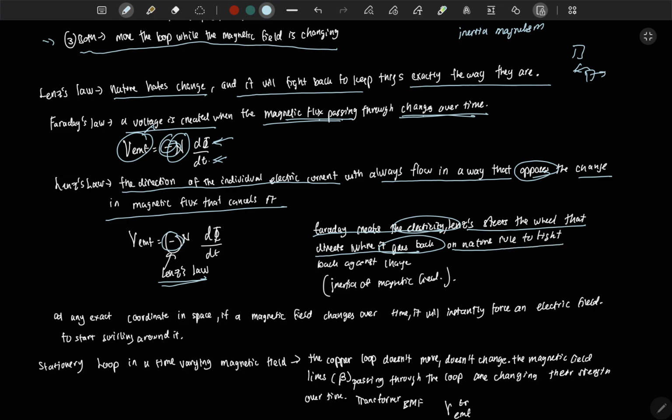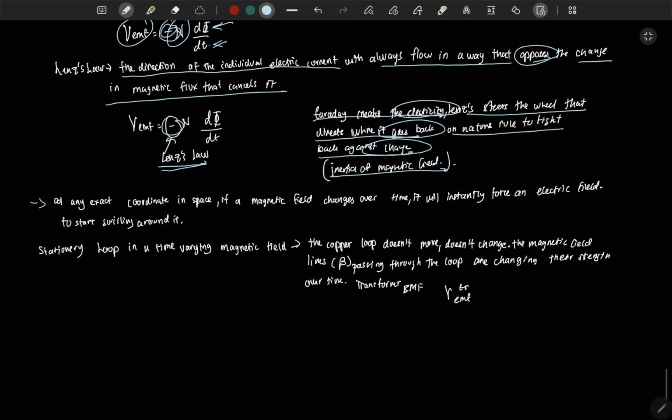On nature rule that to fight back against change. Okay, inertia of magnetic field. Now this is something that you need to remember. At any exact coordinate in space, if a magnetic field changes over time, it will instantly force an electric field to start swirling around.